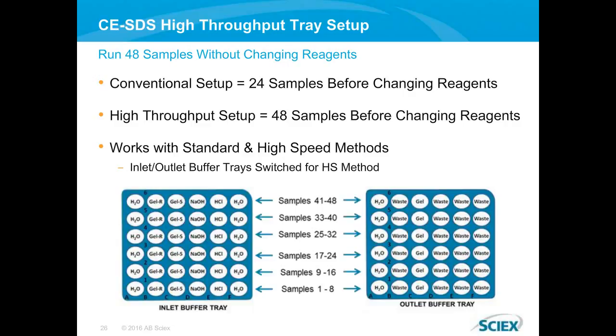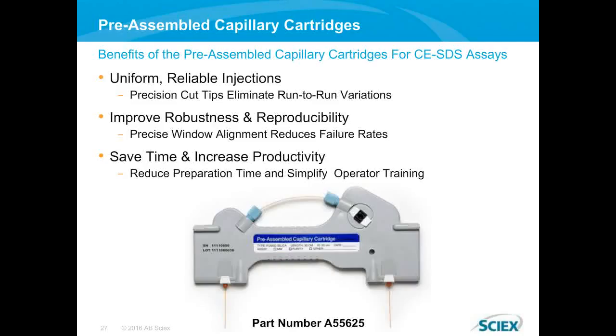So whether you're doing the standard CE-SDS method or the high-speed method, you can use this high-throughput tray setup. And again, effectively all you're doing is switching the inlet and the outlet buffer trays with this new tray setup. And again, all of this is outlined in that tech note. So if you're interested at all, I would invite you to go to SCIEX.com and look up that tech note. It has all of the information that you need in it.